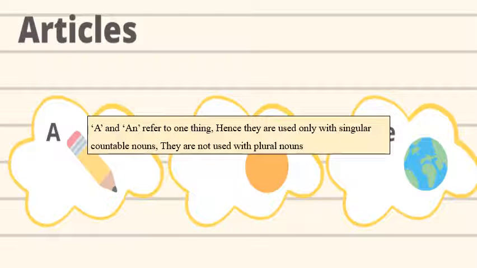Now, a and an mean one thing, one single thing. An orange means one orange. A pen means one pen. So we use it only with singular and countable nouns, whichever we can count. We have countable nouns and uncountable nouns. We'll learn that later. We use it only with singular nouns, meaning if there is only one. They are not used with plural nouns.